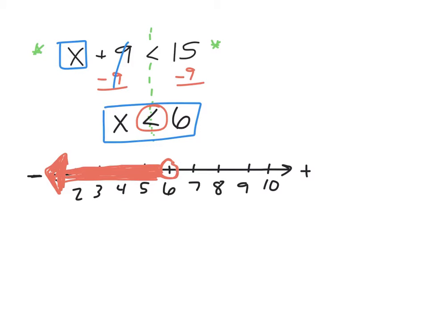The circle is open because 6 isn't included, but all the numbers less than 6 are. So that's our solution. We have an inequality statement, x is less than 6, and we have a number line graph representing that. The key to this problem was inverse operations. When you see a plus 9, our inverse operation is minus 9, and we go ahead and do the things that we learned before. Let's try another one.